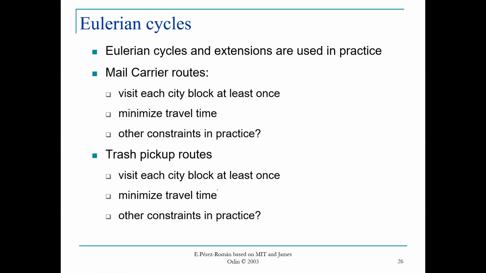Eulerian cycles and extensions are used in practice, for example, for mail carrier routes, in which the post office will visit each city block at least once to minimize the travel time, and maybe there are other constraints in practice. And also for trash pickup routes, in which we visit each city block at least once. We also minimize the travel time, and there are also other constraints in practice.